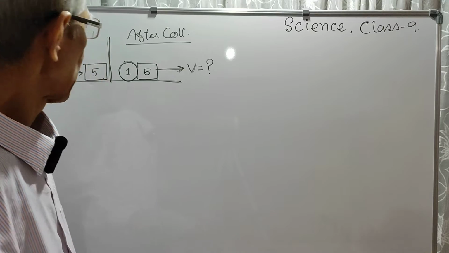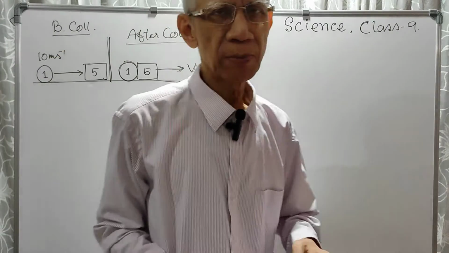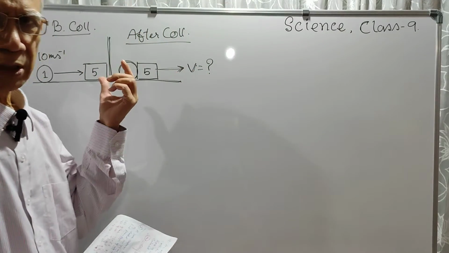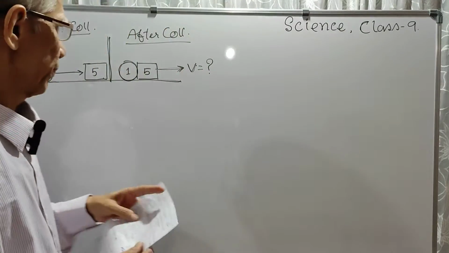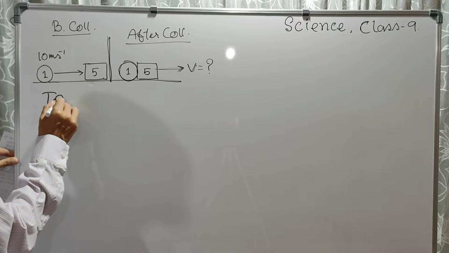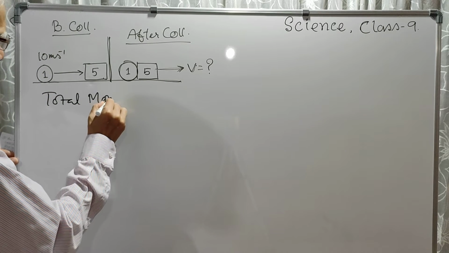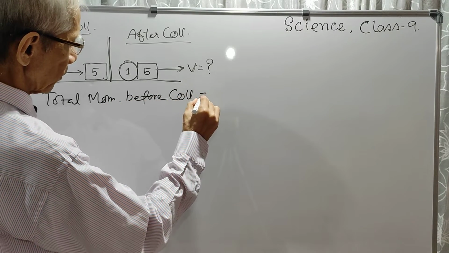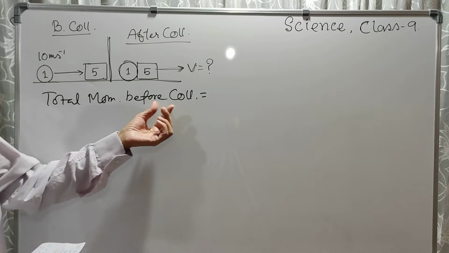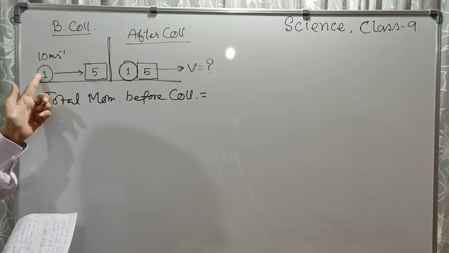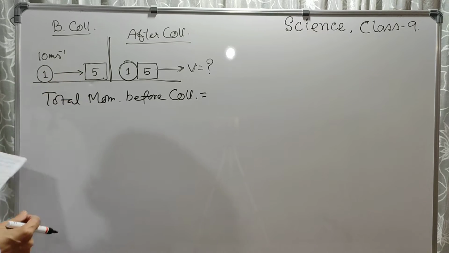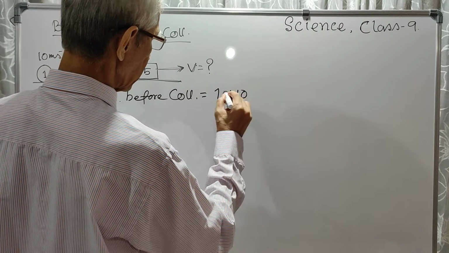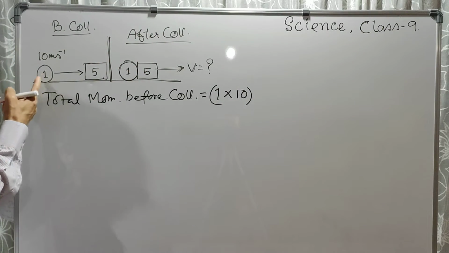All right. Now here we will use the principle of conservation of momentum. Total momentum before collision is always equal to total momentum after collision. Now let us see the total momentum before collision. So total momentum before collision will be the momentum of the first body plus the momentum of the second body. Now momentum of this body is mass into velocity. So 1 into 10.